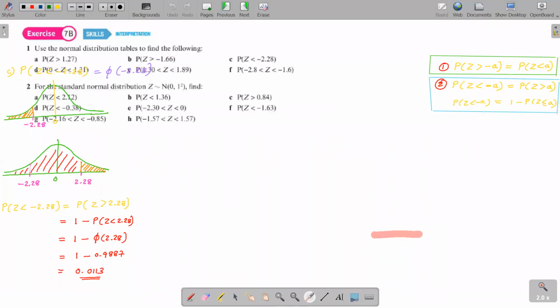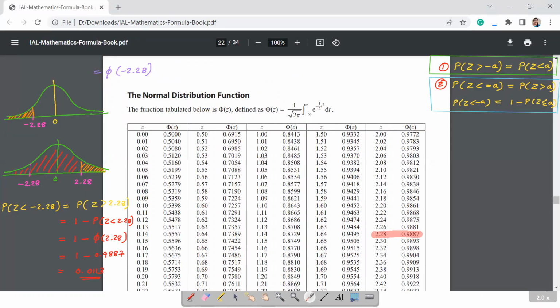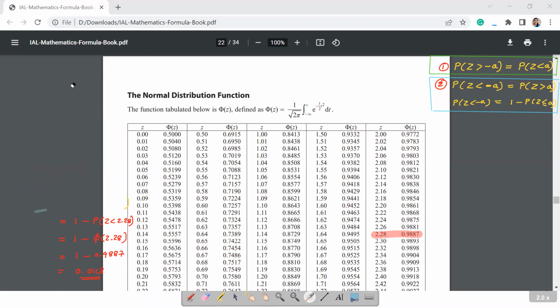So part D, Z is between 0 and 1.31. Okay, let's get started on this. So you have to find the probability that Z is greater than 0 and smaller than 1.31, right?